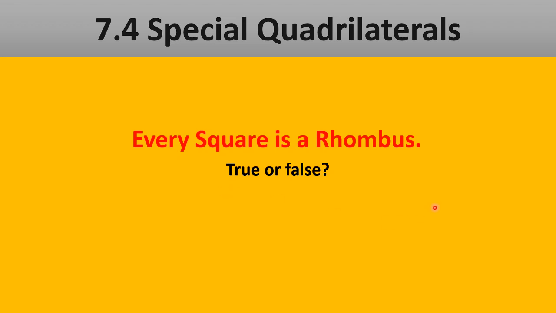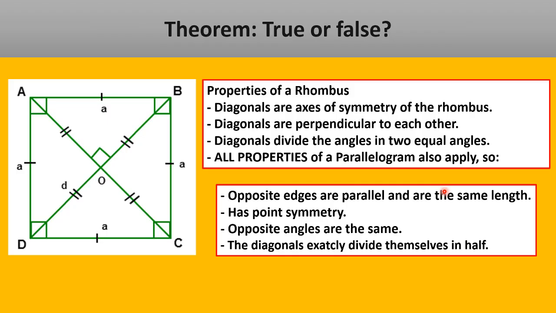Okay, so now we're going to take a look, well, is this statement true or false? It is going to be true. I don't think you can draw a square which is not a rhombus, because all the properties of a rhombus are also in a square. You can see that this is a square, and all those properties right here also apply.